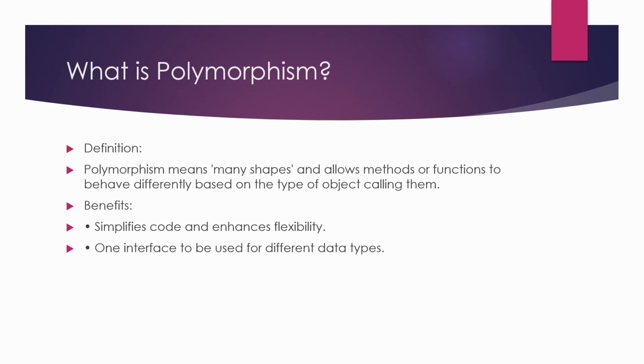So, what exactly is polymorphism? The term comes from Greek meaning many shapes. In programming, it refers to the ability of a method or function to behave differently based on the type of object calling it. This concept is incredibly powerful because it simplifies code, making it more flexible. One interface can be used for different data types, allowing for a cleaner and more reusable code structure.